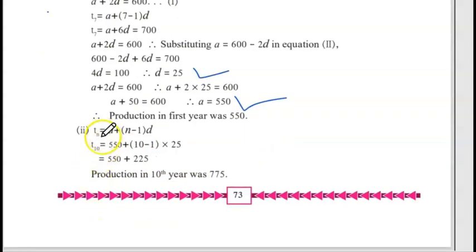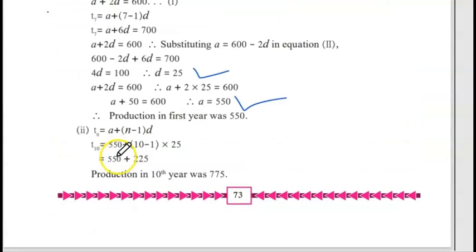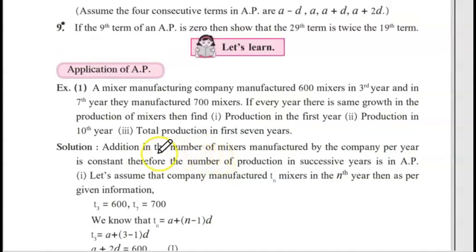Now next, in second, we want to find out the production in the 10th year. What is the formula for Tn? Tn is equal to a plus n minus 1 into d. n is replaced by 10, a is replaced by 550, d is replaced by 25. Substitute the values, then you will get here 550 plus 9 into 25, you will get here 225. 550 plus 225, then you will get here the production in the 10th year is 775.